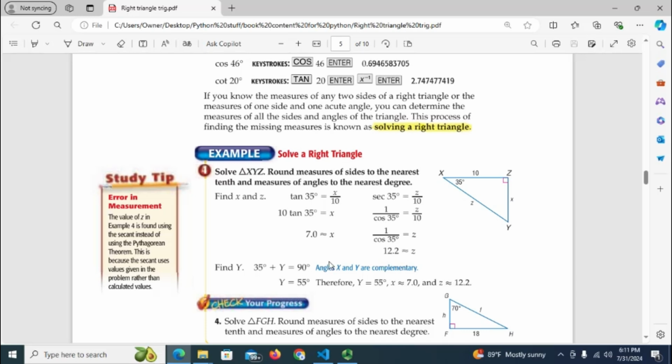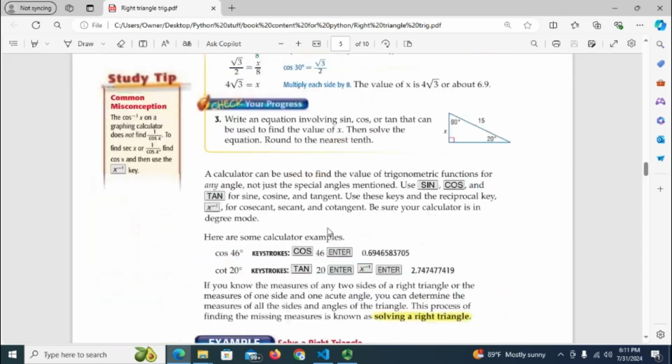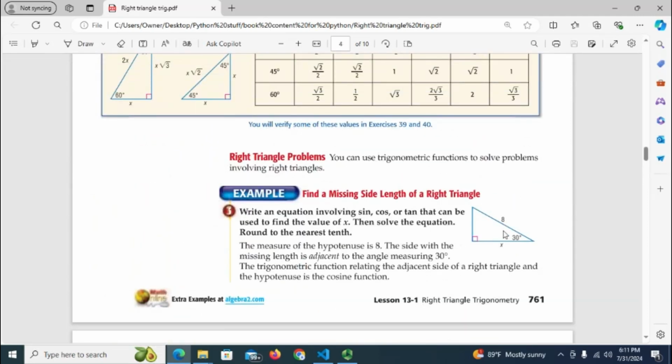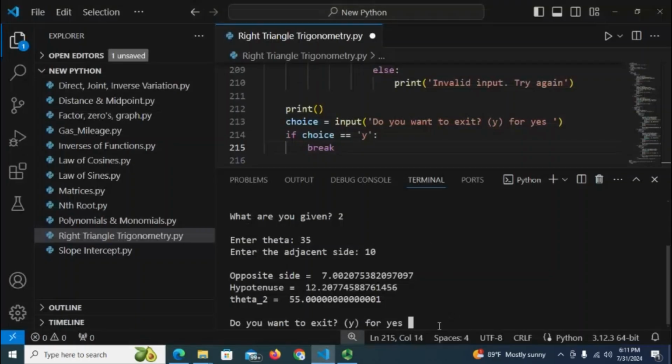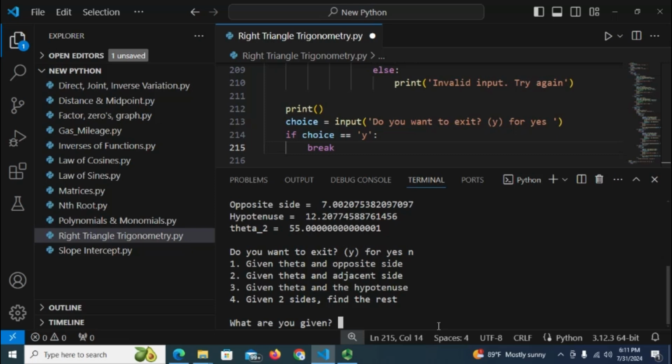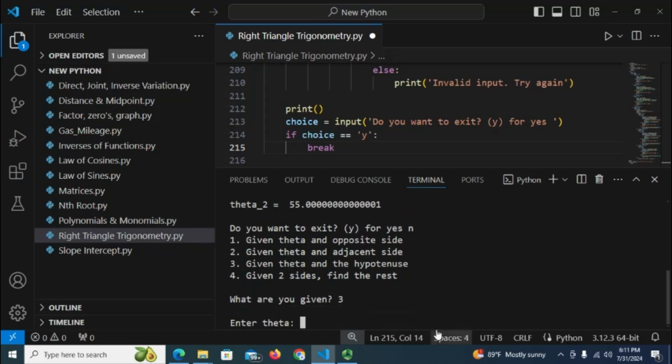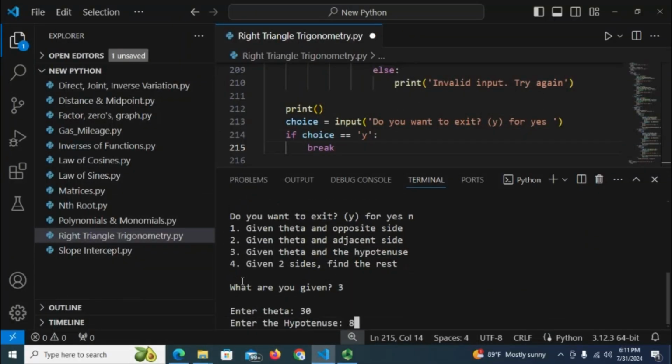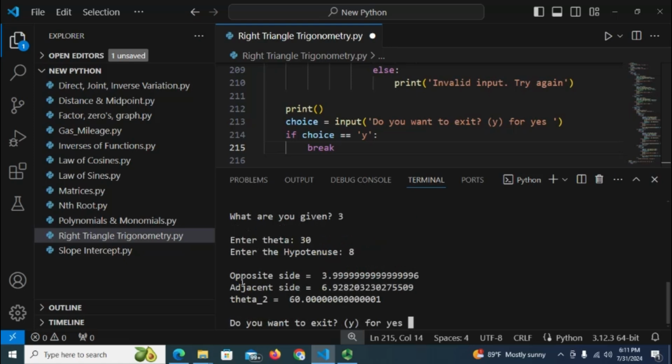All right, let's do another example. Let's do one from the previous page. Let's do one when we know the theta and hypotenuse here. So let's run our code again. So I'm going to say no. So what are we given? We're given number 3, theta and hypotenuse. Theta was 30 and hypotenuse is 8. So theta 30 and then 8. So theta 2 is obviously 60, and then we get 3.9999. That is 4, and adjacent side is 6.92.